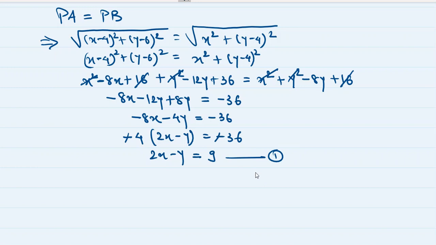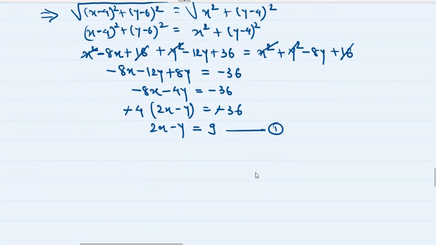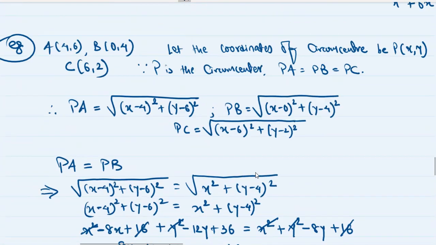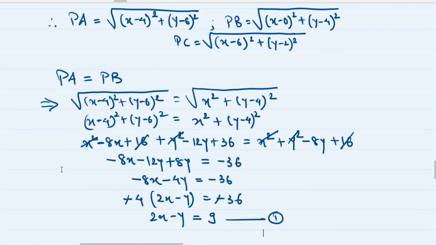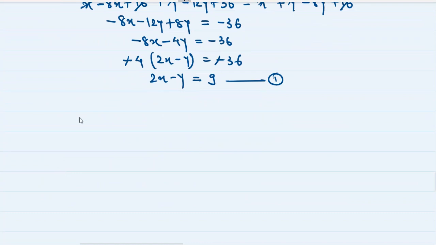Keep it as it is, because this is a simultaneous linear equation in two variables, and you are going to get one more such equation, which will be solved and simplified further. Okay, so I equated PA and PB. Now let me equate PB and PC.